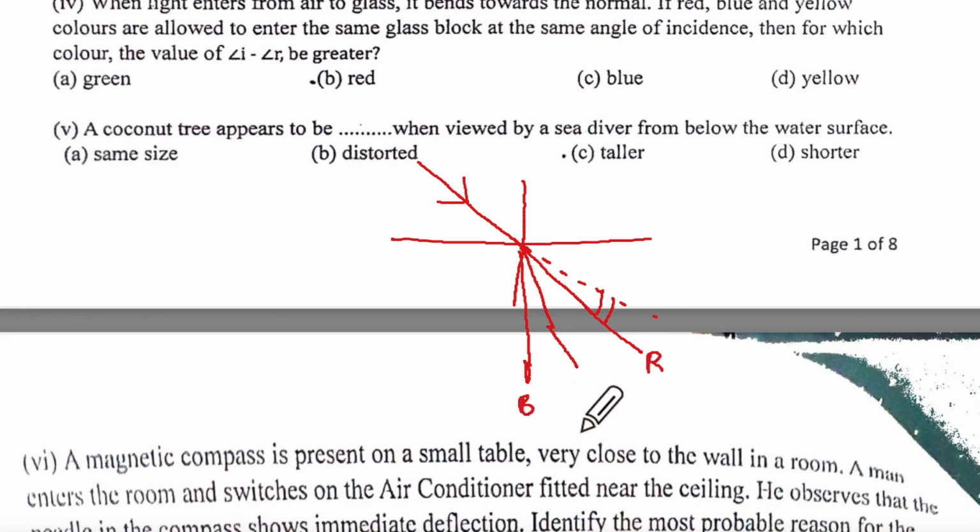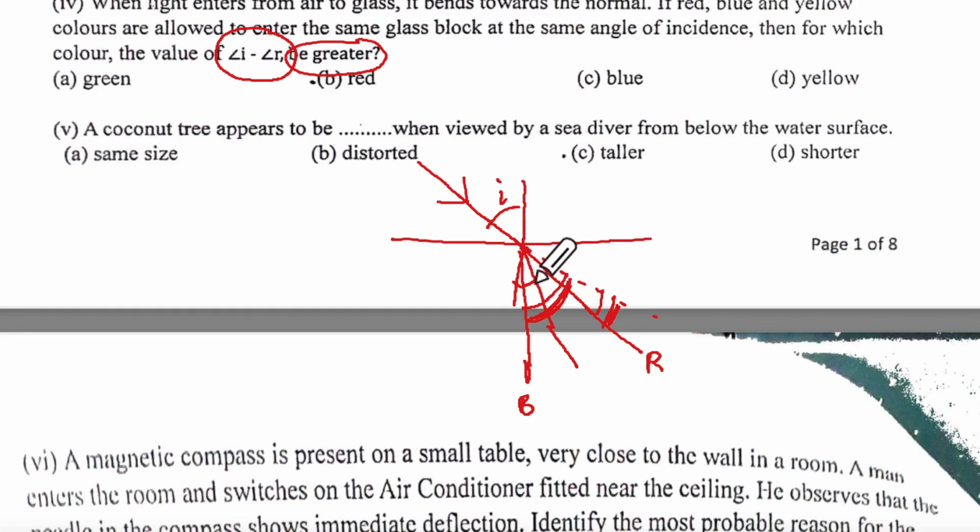They are saying the value will be greater, meaning maximum delta. Which is maximum delta? Is this maximum or is this maximum? Blue is max. Difficult? He's not thinking in terms of deviation. He's saying angle I minus R, this is I for all of them.